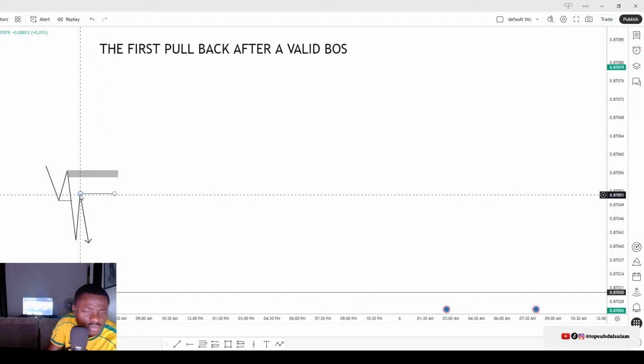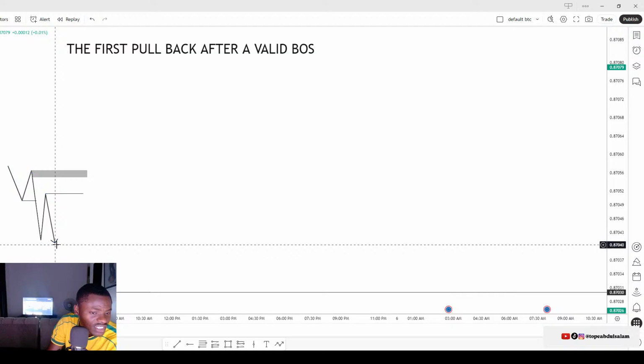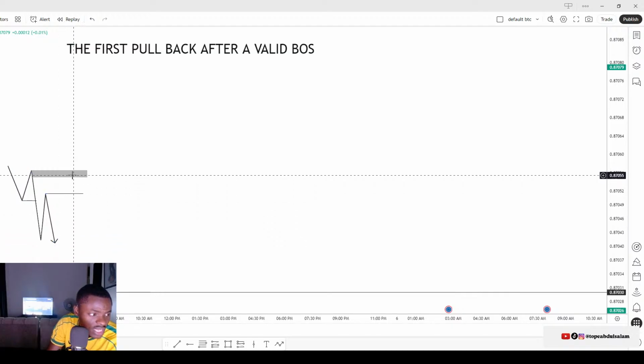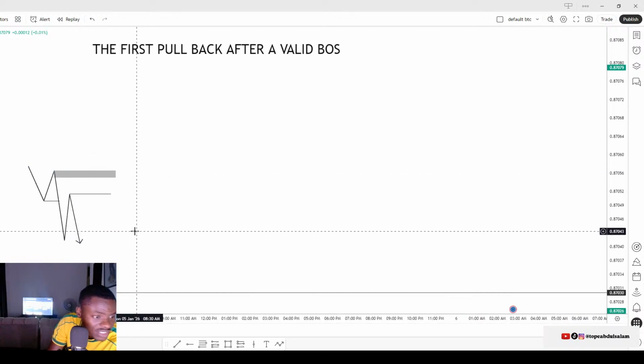For the inducement to be valid, it needs to come very, very close to this high or break this high before price returns and comes back to tap you in from the original point of interest that you are trying to sell from or buy from. Then if price gets to that area, you just look for lower time frame confirmation and you enter your trade. Very simple as that.